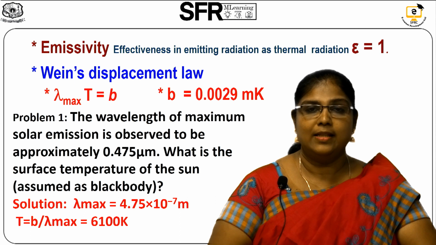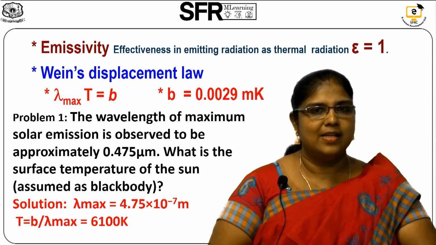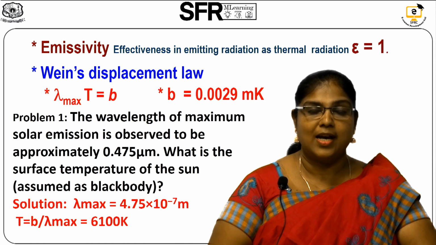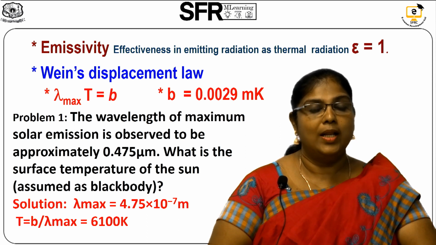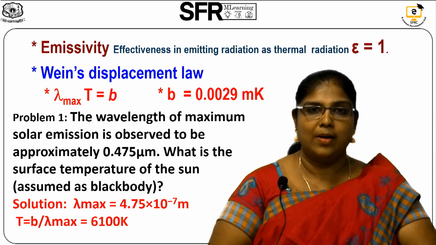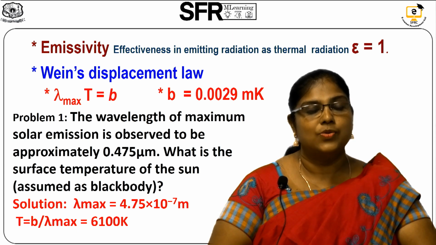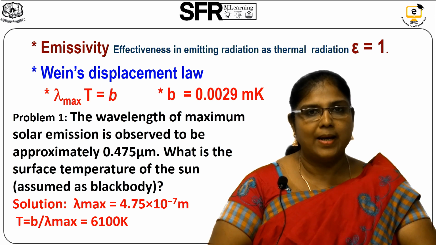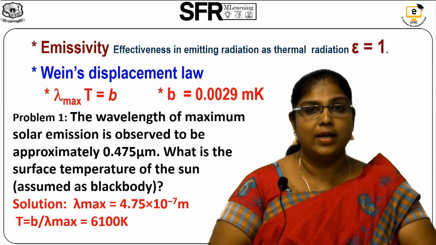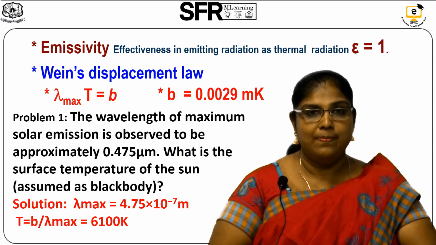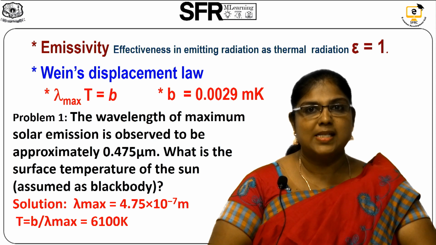For a black body, the emissivity epsilon is taken as 1. What is emissivity? Emissivity is the effectiveness in emitting energy as thermal radiation. Wilhelm Wien studied the black body radiation and proposed Wien's displacement law, often called Wien's law. The law states that lambda max is inversely proportional to the temperature. So when we multiply lambda max and the temperature, we get a constant called Wien's constant, B, and the value of B was found to be 0.0029 meter Kelvin.